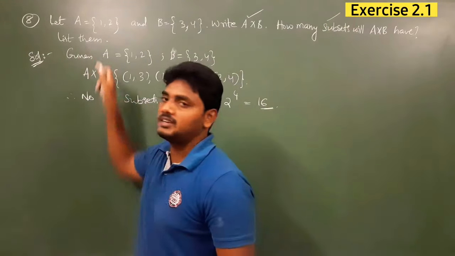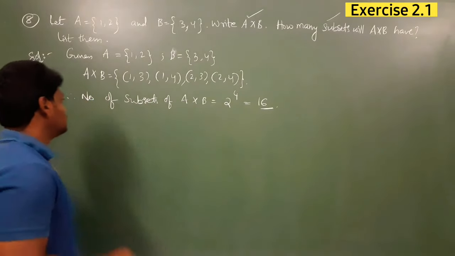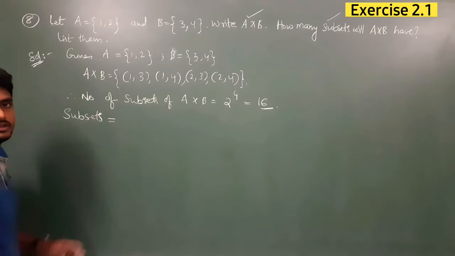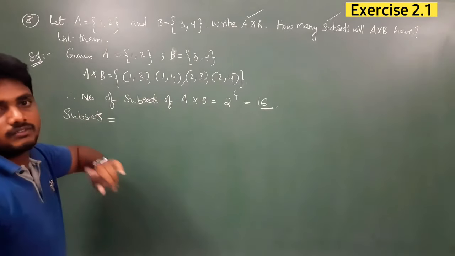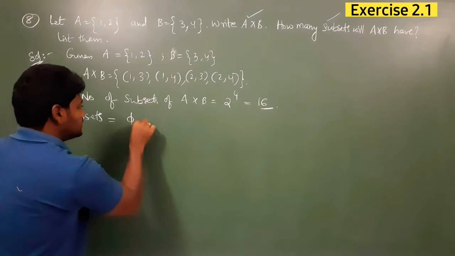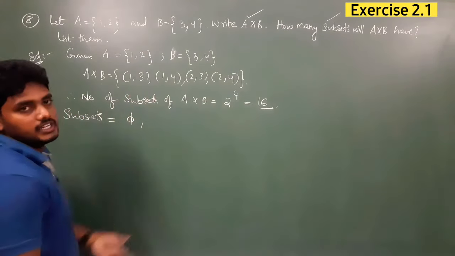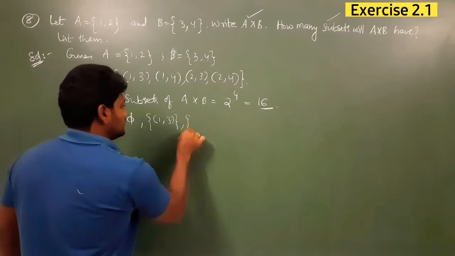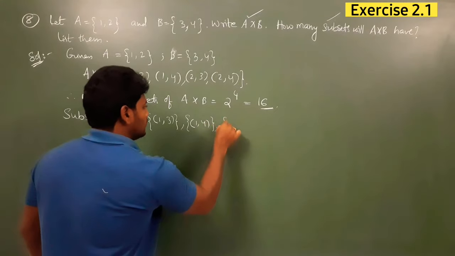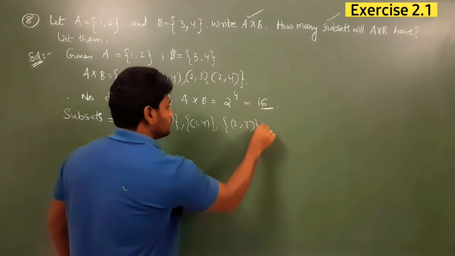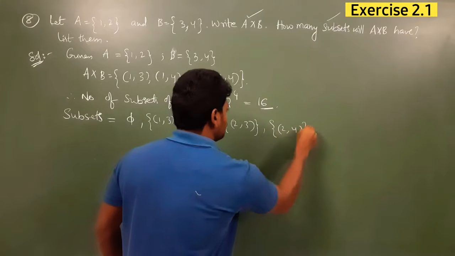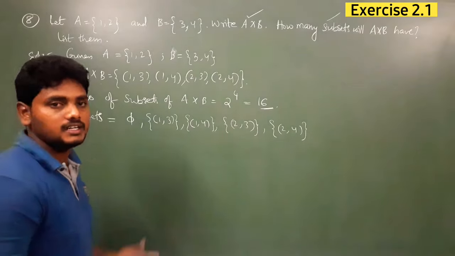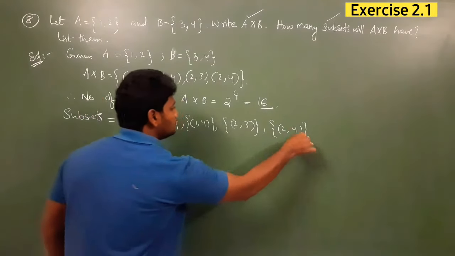Next, what is third? List them. That means those 16 subsets we need to list. Those subsets are for any set. First subset will start from empty set. Next one is individually we need to write, like set {(1, 3)}, set {(1, 4)}, right? Set {(2, 3)}, set {(2, 4)}, right? First is empty set, next is single elements we need to write in that set. Next is double elements.